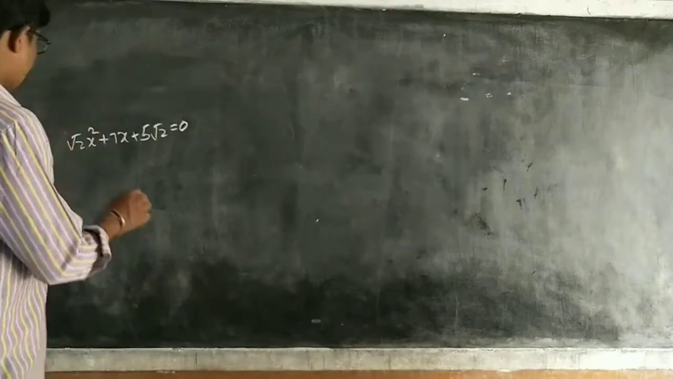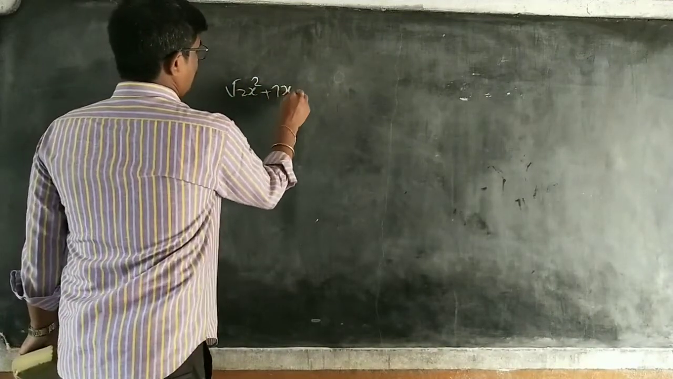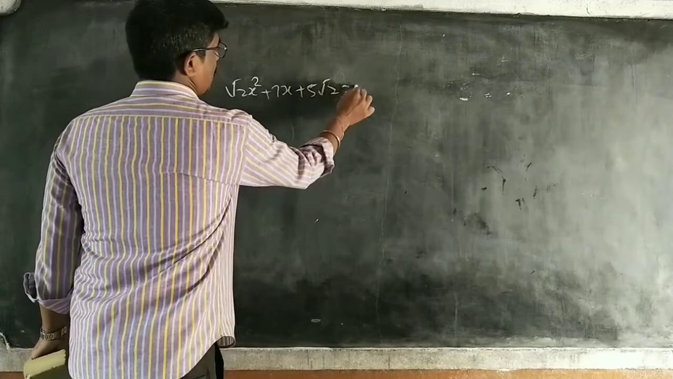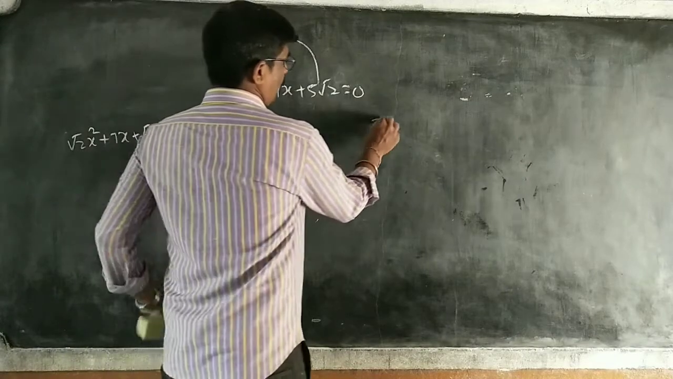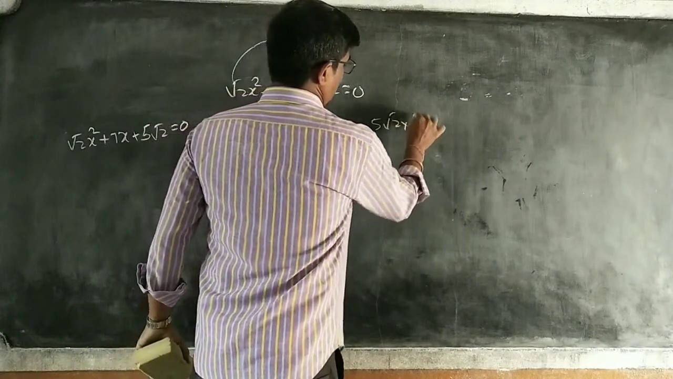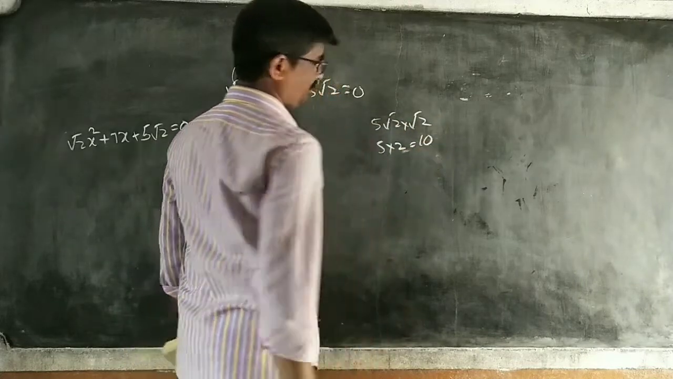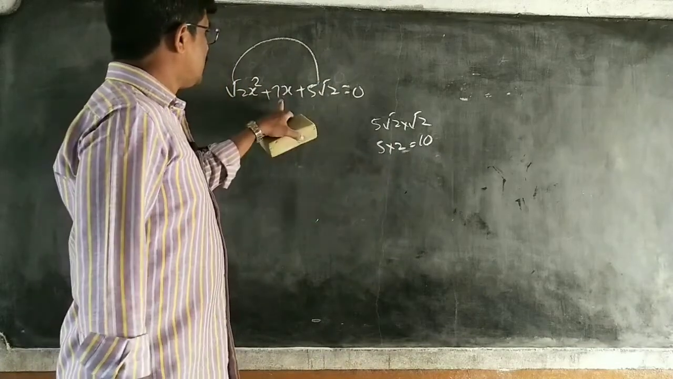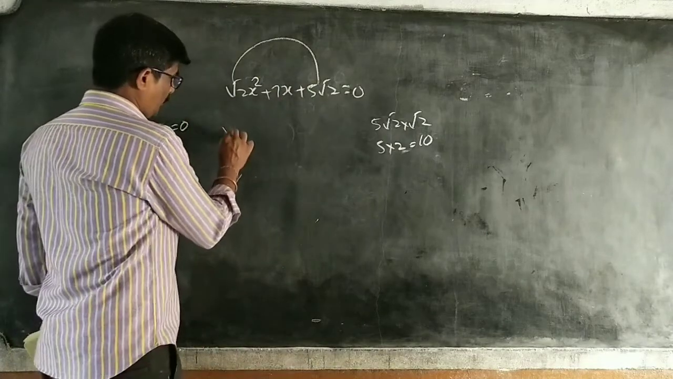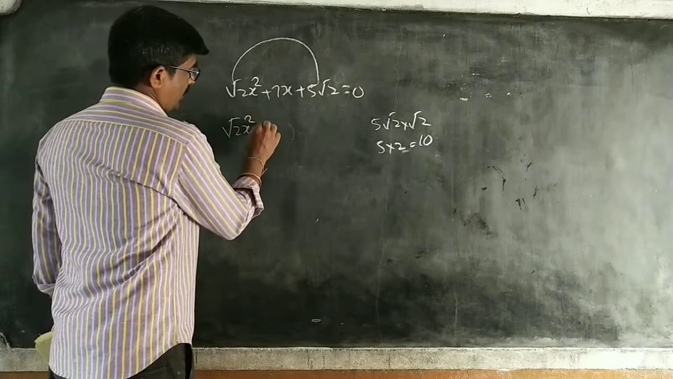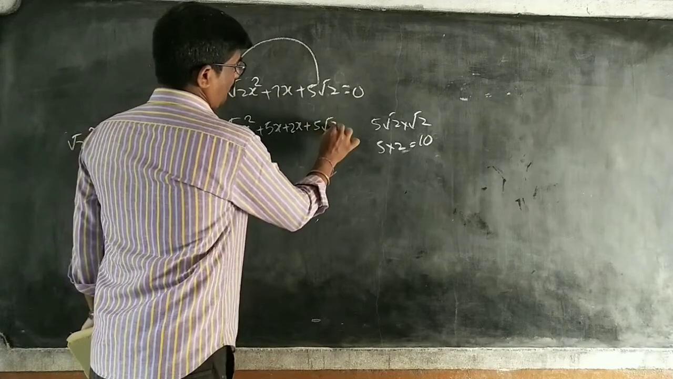Next, factorization. Root 2 x square plus 7x plus 5 root 2 is equal to 0. First you have to multiply these two. Okay? Observe. 5 root 2 into root 2, so 5 into root 2 into root 2, that is equal to 10. 5 times 2 is 10. So I am writing addition or subtraction of these two only. So root 2 x square plus 5x plus 2x plus 5 root 2.